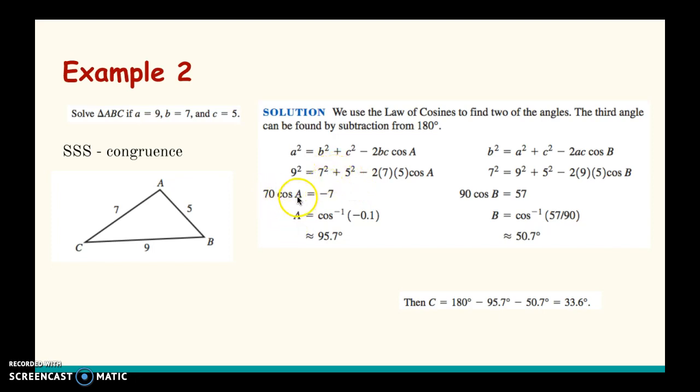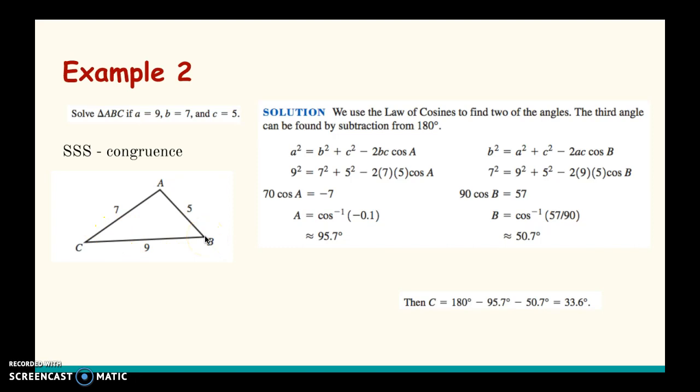So I've got cosine of A equals -7, but I'm not interested in cosine of A, I'm interested in A. So I've got to take my inverse cosine of, well, first I need to divide both sides by 70. And then take the inverse cosine of -7 over 70, and that should give me that angle A is 95.7. Okay, so I've got angle A, but I still need the two other angles.